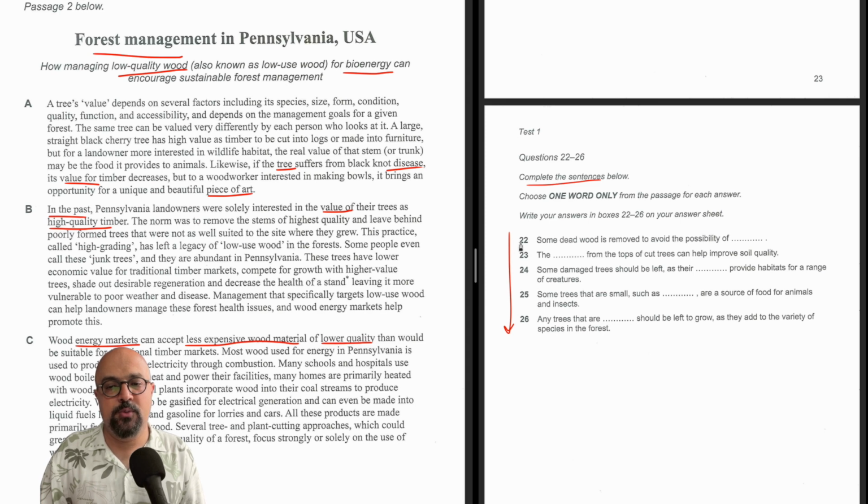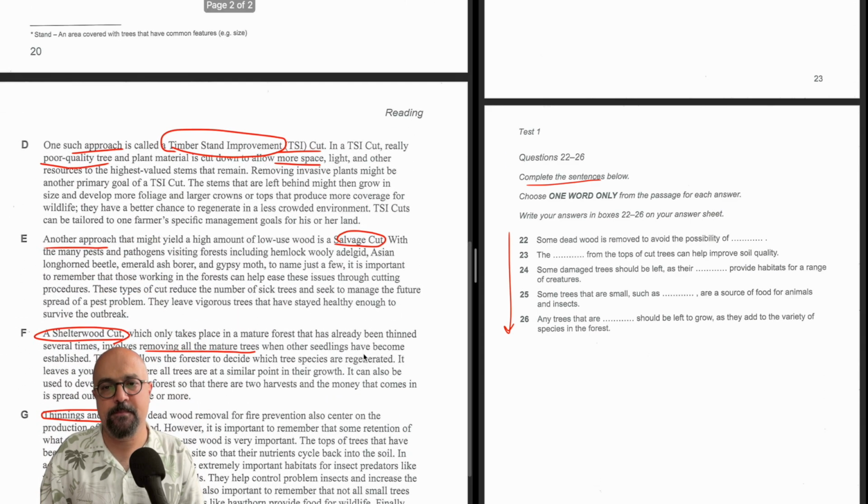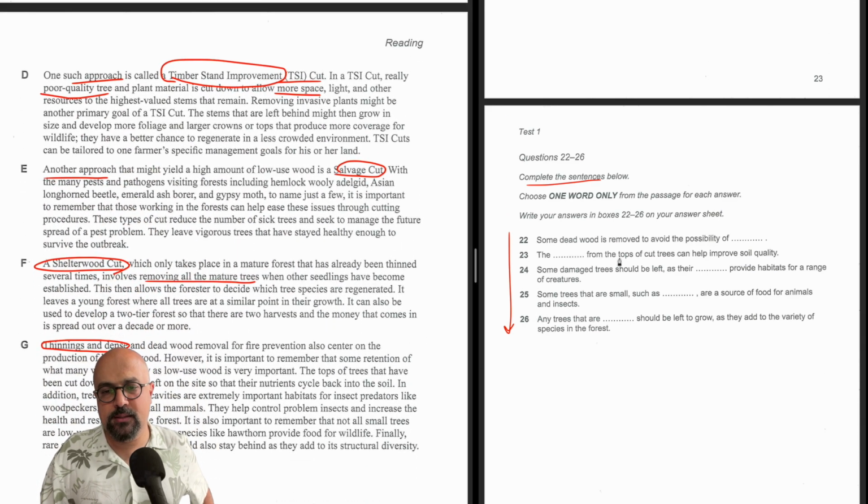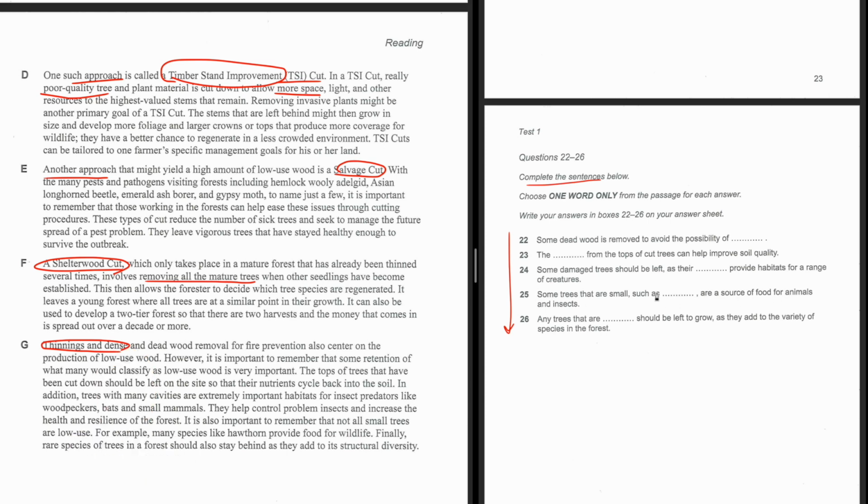Now, the questions are 22 to 26. The chances of finding these towards the end of the text would be more. So we can look at the evidence that we have. Any kind of keywords can take us to the right place. Like some dead wood is removed to avoid the possibility of something. Dead wood is removed. No. From the top of cut trees. No. Animals, insect, no. Any trees that should be left to grow as a variety of species in the forest.